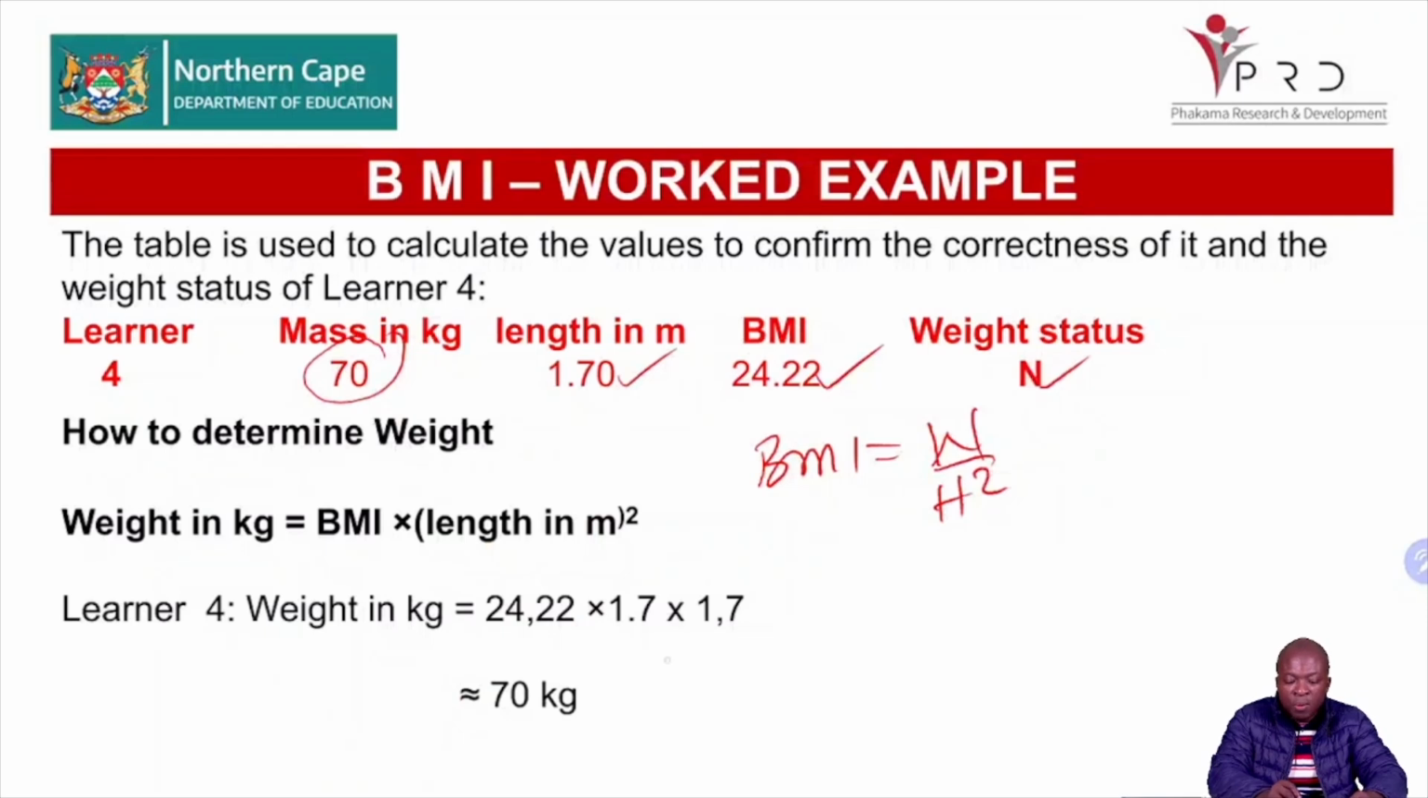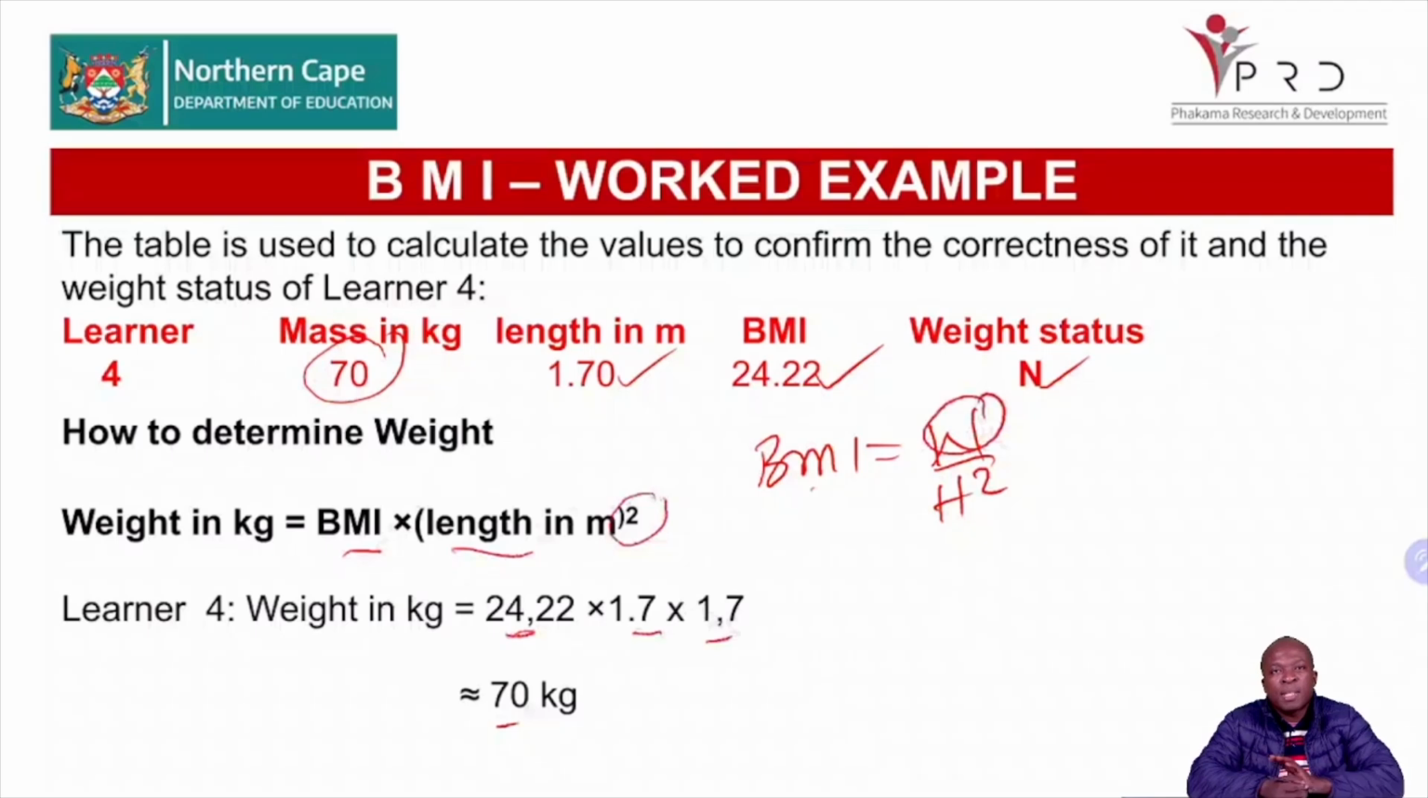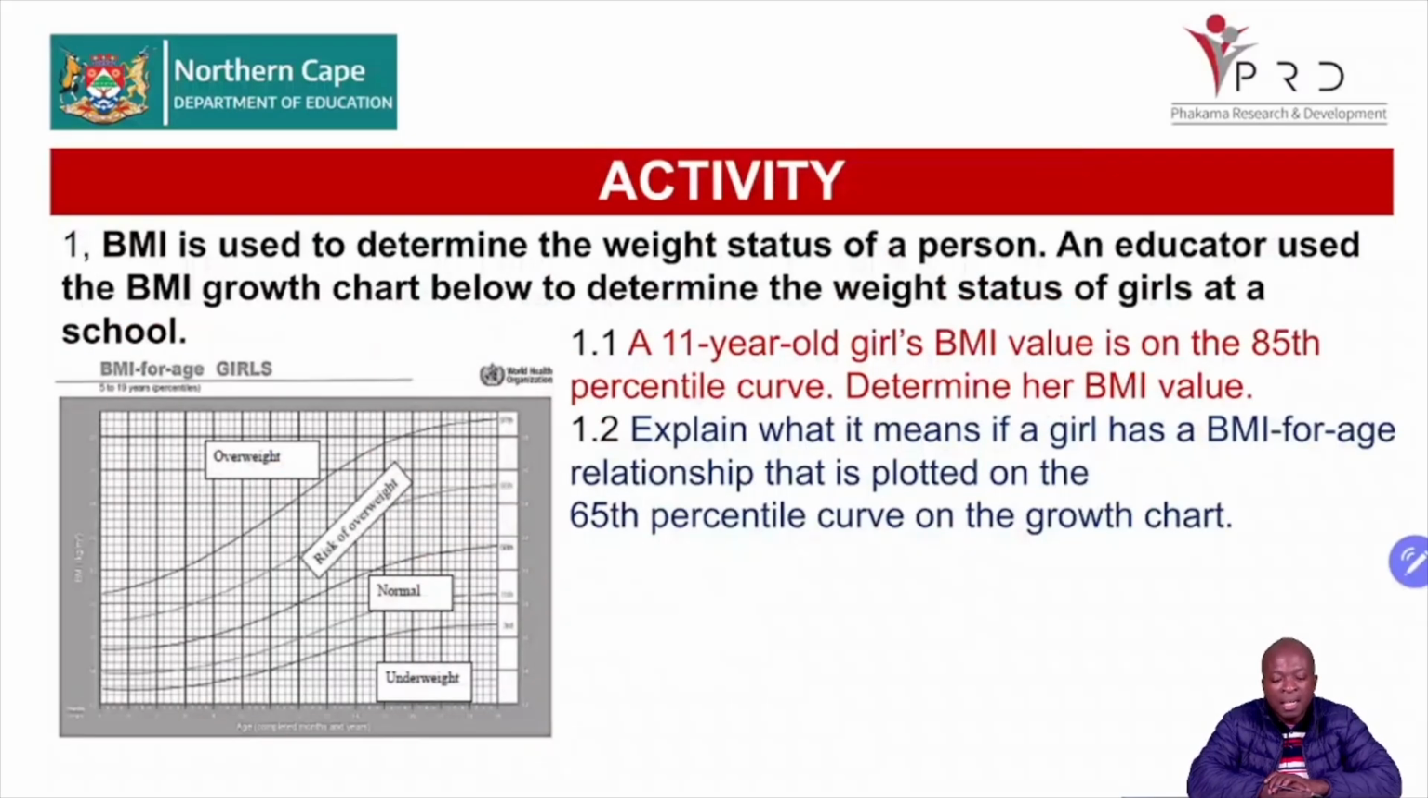Now that we are looking for weight, it's going to be BMI times height or length in meters squared. Again, look at where the squared is. It is outside of the bracket. All right, so let's go. The weight is now going to be the BMI 24.22 times height of 1.7 times 1.7, and you will see that we are going to get approximately 70 kilograms.